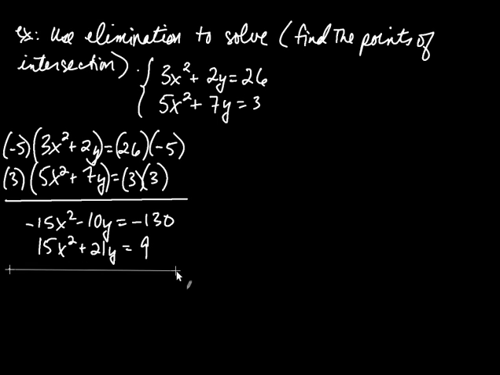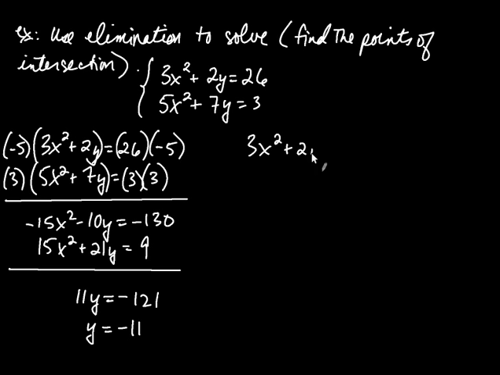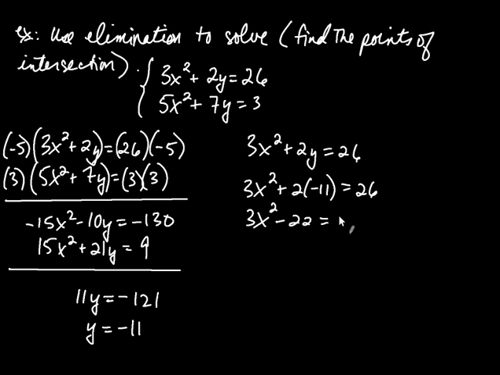Then we add those together, and we get 11y is equal to -121. So I see that y is equal to -11. Now I've got to go back and find my x, right? I'll take the top equation, 3x squared plus 2y is equal to 26, and replace the y with -11. So I've got 3x squared plus 2 times -11 equals 26, so 3x squared minus 22 is 26. So 3x squared is equal to 48, and x squared is equal to 16, meaning that x is positive or -4.